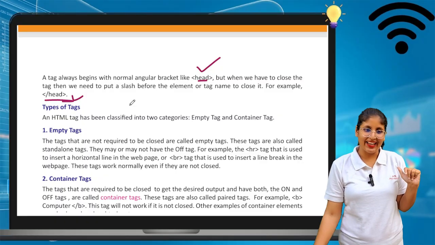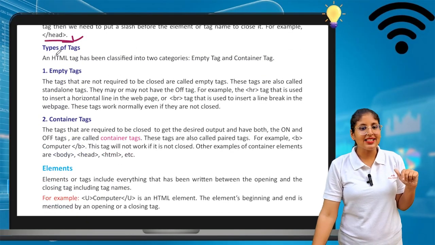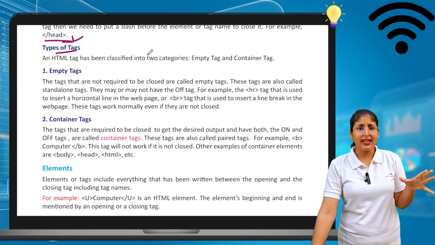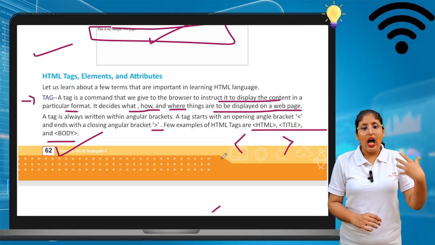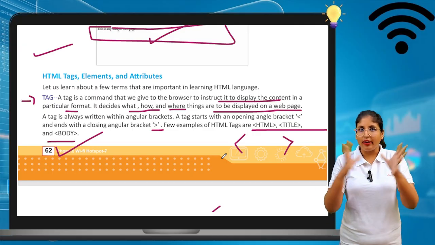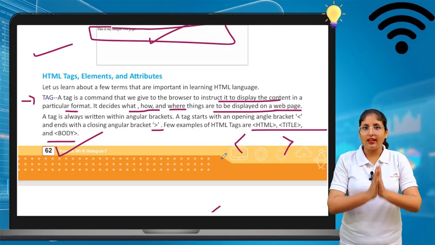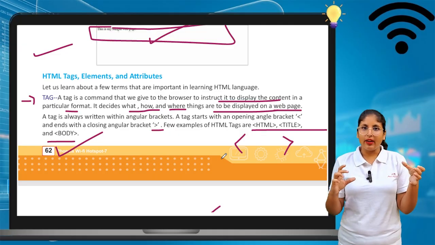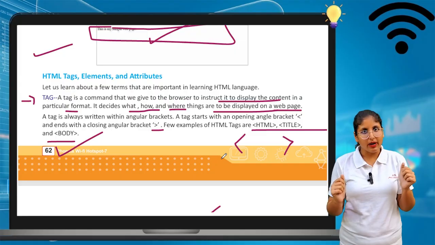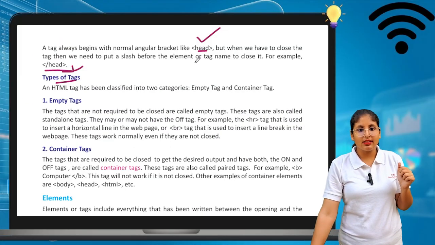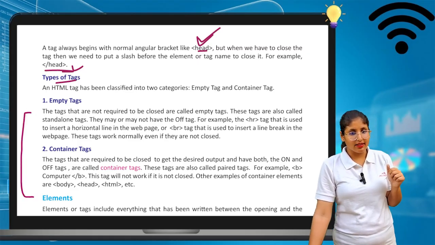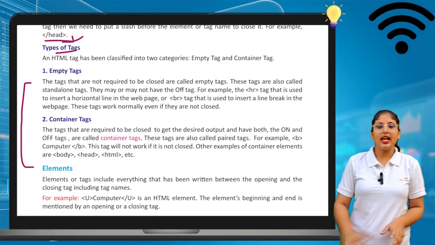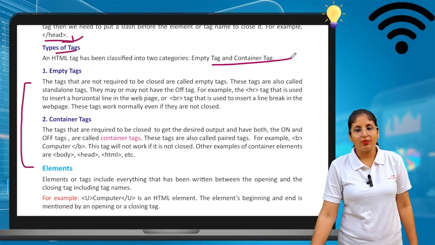Easy? Now we'll see, my dear learners, the types of tags. Tags are very important. They help us tell the computer how, what, and where things are organized on the web. A tag starts with an angle bracket and ends with an angle bracket, and the closing tag has a slash. Now, there are two types of tags: empty tags and container tags.